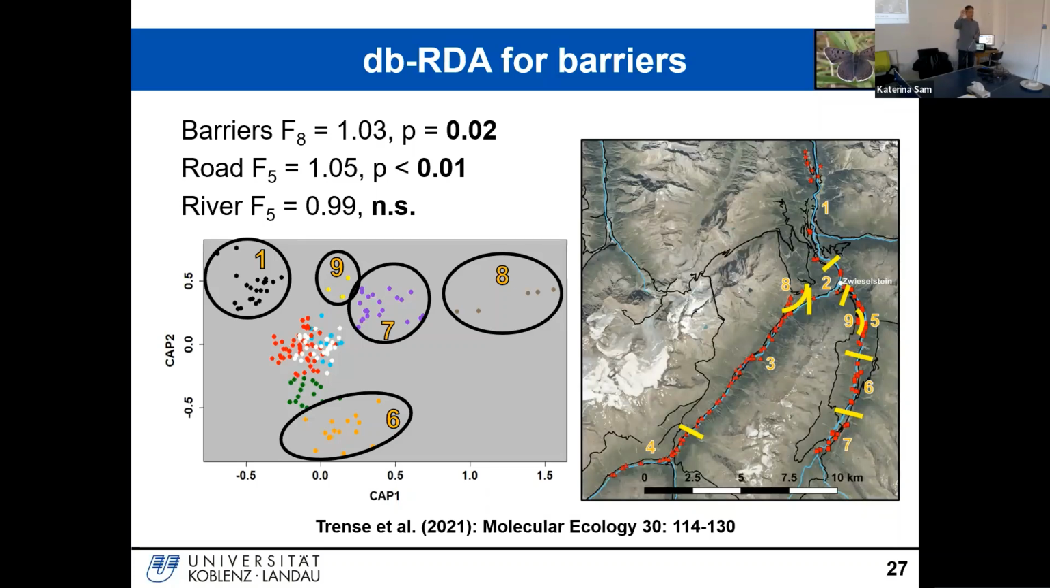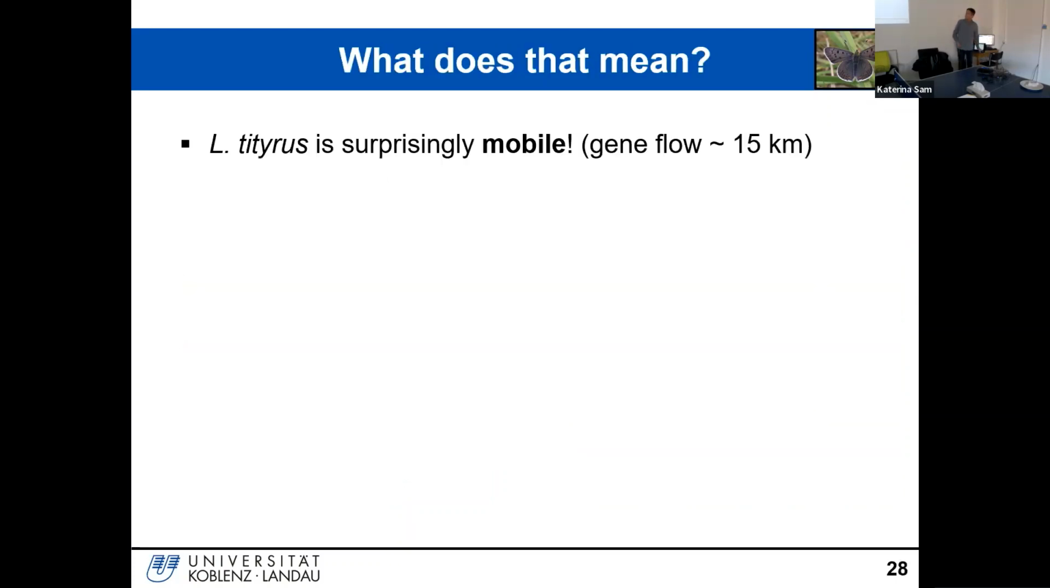Imagine you're a butterfly this size. This suggests you have no problems with crossing a river, which is cold, which is wet. But a road, which is hot, which is excellent for flight, you don't cross. So what does it mean? Well, first, sedentary sooty copper is surprisingly mobile, with gene flow at least for like 15 kilometers.